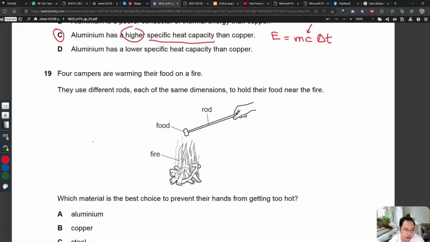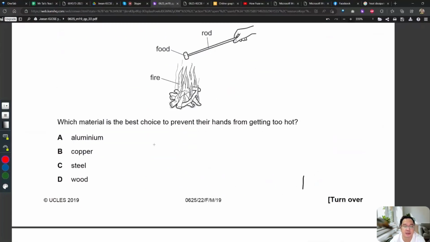Question 19. Four campers are warming their food on a fire. They use different rods, each made of different materials, to hold the food near the fire. Which material is the best choice to prevent their hands from getting too hot? D, wood. Yeah, exactly, D. Metal is a very good thermal conductor.